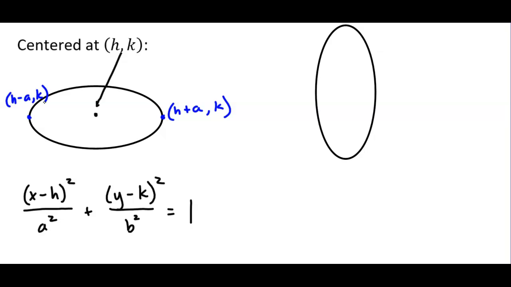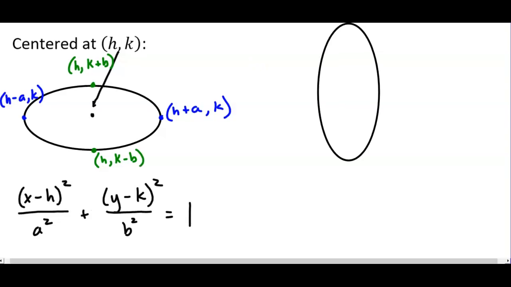Now the co-vertices, so the point up here and the point down here, those are going to be h, comma, and then you're going to do the same thing with the k. So it's going to be k plus b, and then down here it's going to be h, comma, k minus b. All right. And then we also have the coordinates for the foci.